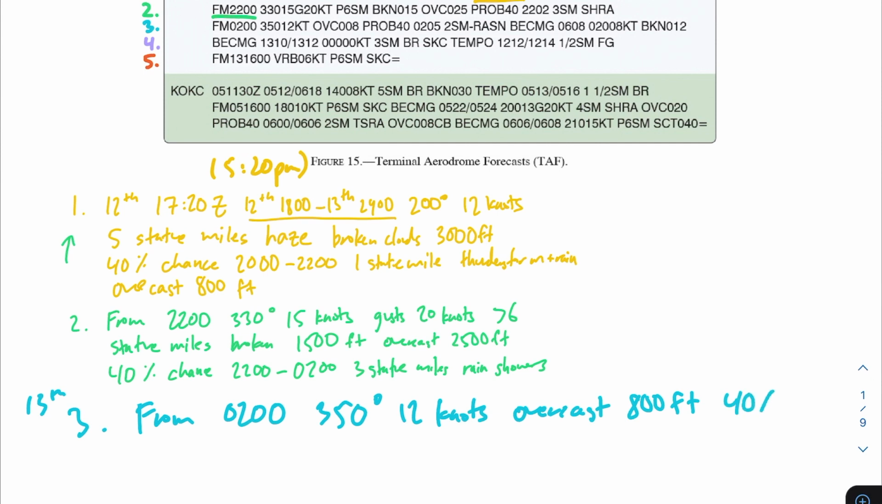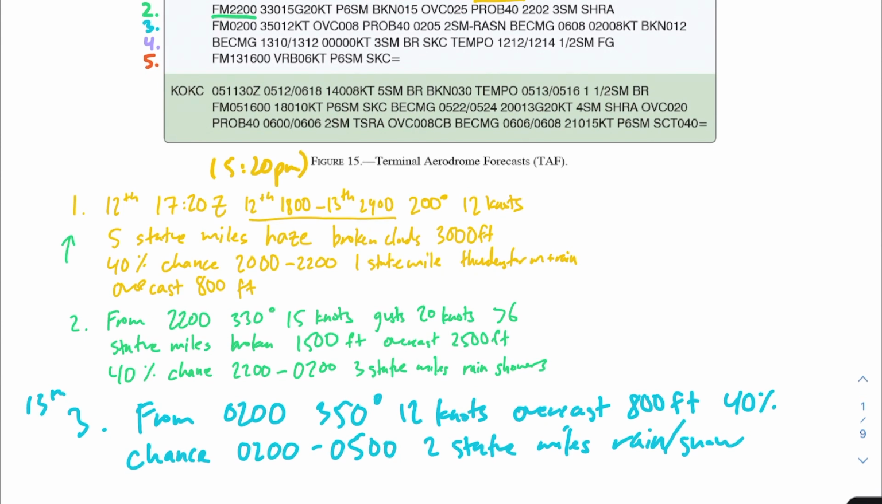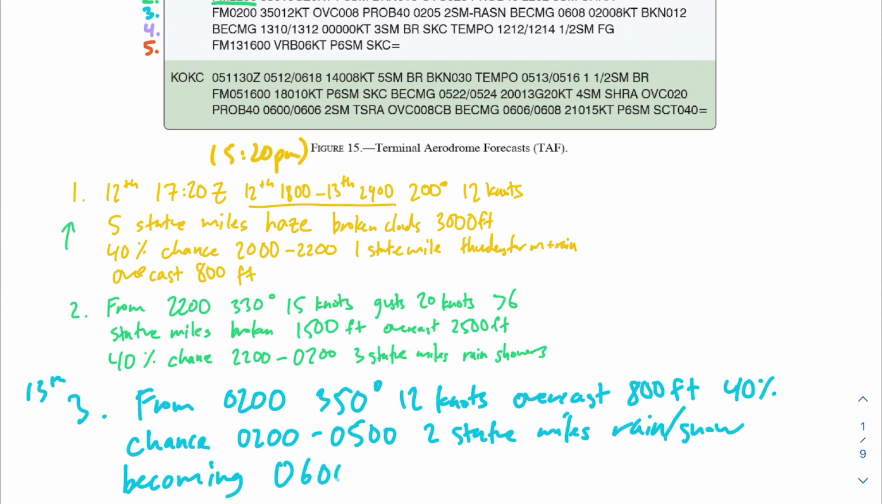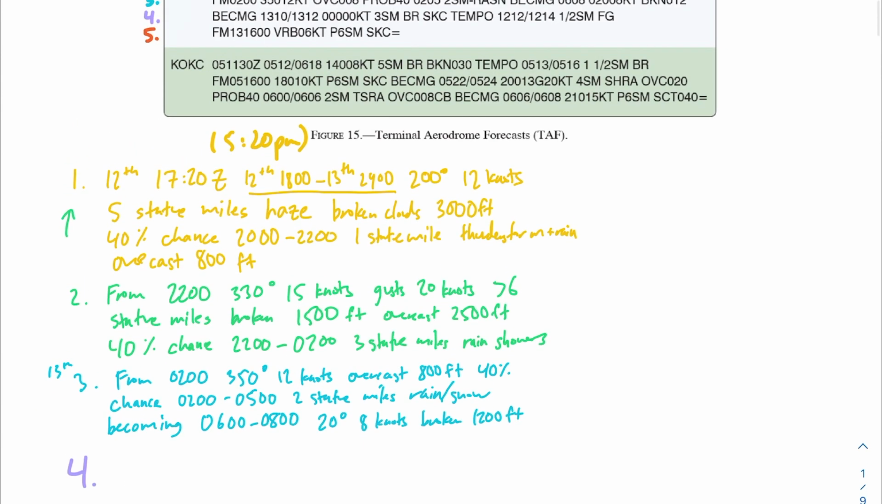There's a 40% chance from 0200 to 0500, so from 2 a.m. to 5 a.m., that we have 2 statute miles of visibility, and we have rain slash snow. Then, okay, so now we have a becoming. This means that there's some sort of gradual change in conditions expected over a longer time period. So these conditions become from 0600 to 0800, the wind becomes 20 degrees true at 8 knots, and then the cloud coverage is broken at 1200 feet. That's line number 3.